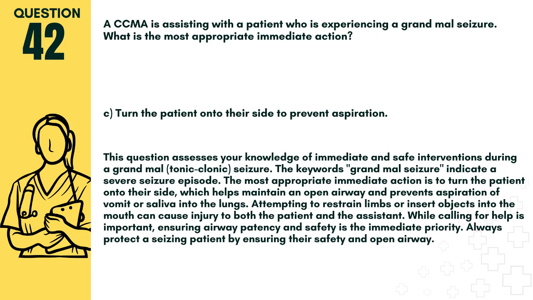Answer, C. Turn the patient onto their side to prevent aspiration. This question assesses your knowledge of immediate and safe interventions during a grand mal, tonic-clonic seizure. The keywords grand mal seizure indicate a severe seizure episode. The most appropriate immediate action is to turn the patient onto their side, which helps maintain an open airway and prevents aspiration of vomit or saliva into the lungs.